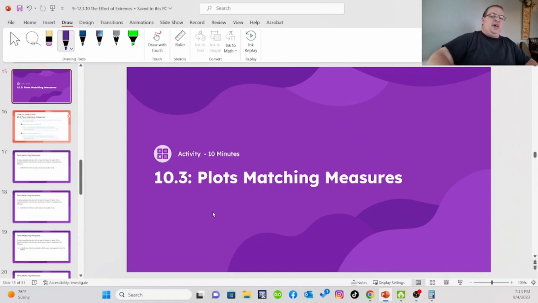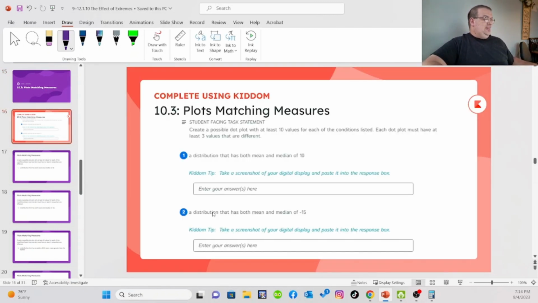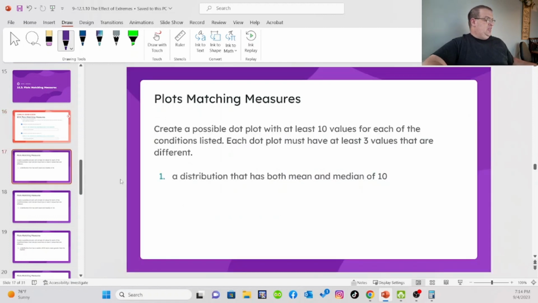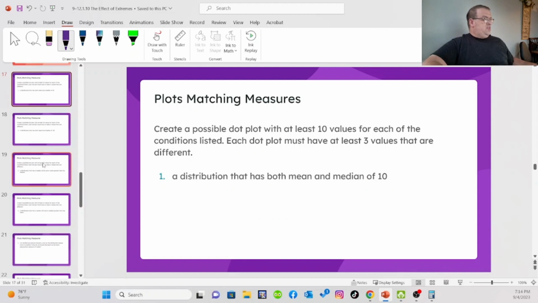So our next activity should take about 10 minutes. It's called Plots Matching Measures. It is available in Kidam if you would like to do it there. This one says create a possible dot plot with at least 10 values for each of the conditions listed. Each dot plot must have at least 3 values that are different.